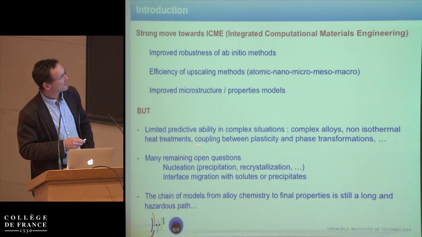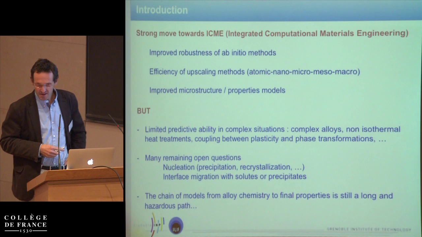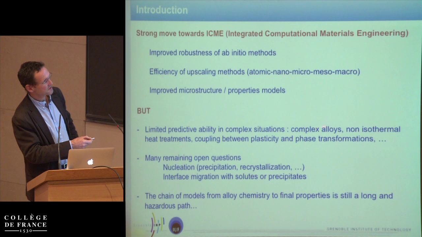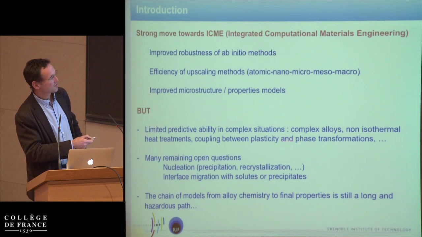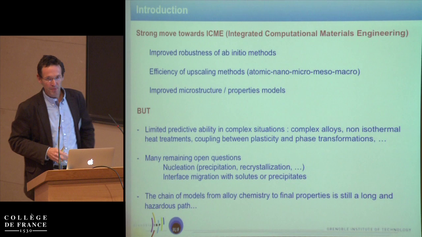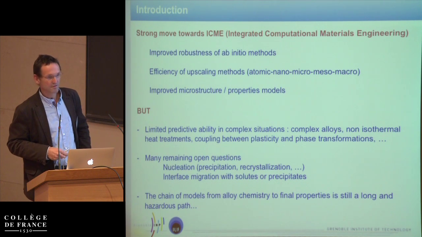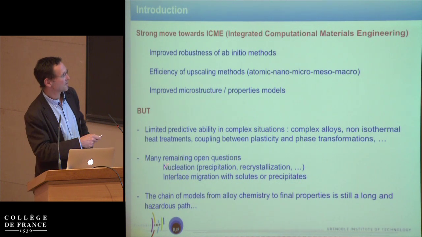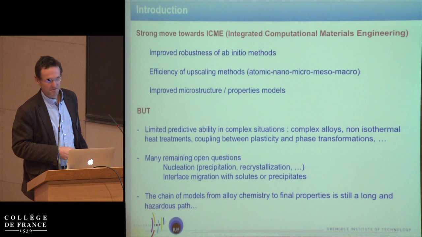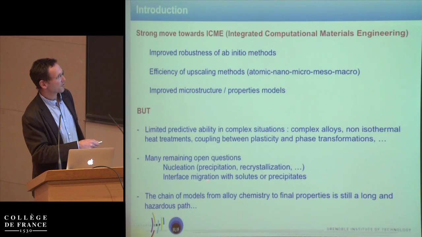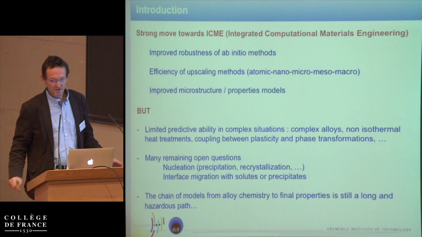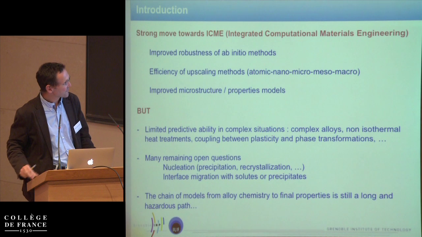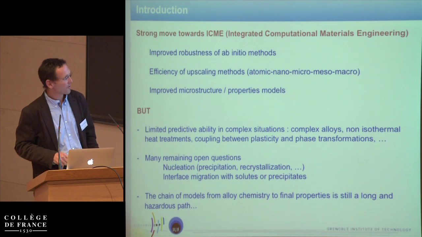First, it's still very complicated in real life to have good models to deal with complex situations: complex chemistries, non-isothermal heat treatments, coupling between plasticity and phase transformations, to name a few. There are many cases where it's very difficult to have good models. There are still open questions in the field of nucleation, to talk about phase transformations in metals, interface migration, and so on. Open questions tell you that the models may not be very reliable because you don't know what to put in them. So they may be phenomenological, but not much more.